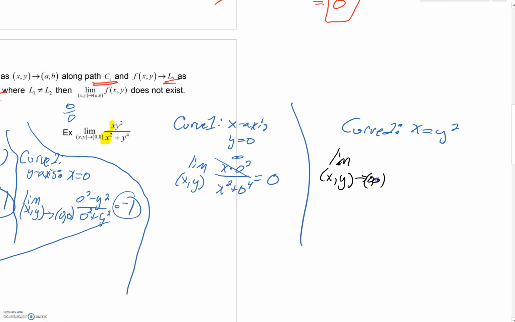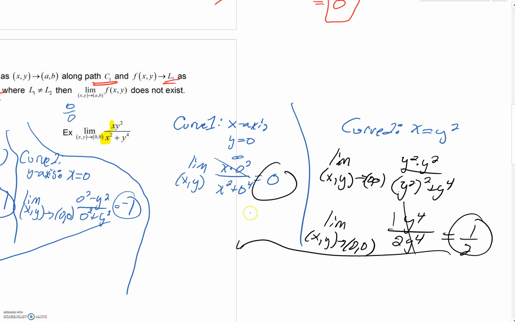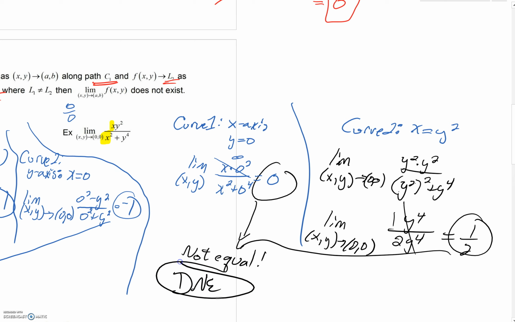Let's just see what would happen. Look, your x becomes a y squared times a y squared. Down here you'd have y squared squared plus y to the 4th. This is y to the 4th over, well, y to the 4th plus y to the 4th is 2y to the 4th, isn't it? So we can select this very, very smartly and see then as we cancel, we'd get 1/2. Well, these two things are not equal. So what do we know? The two-path test is a great way to show that a limit actually does not exist.